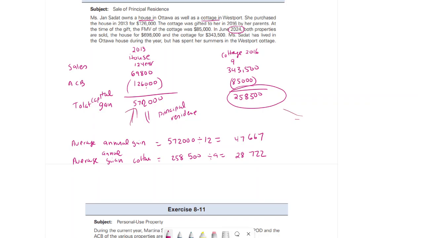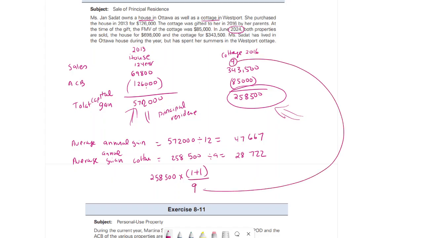We wanted to pay taxes on the gain on the property that has the lesser gain. So multiply by 1 plus 1 divided by 9. The 9 came from the property owner, and then what happens is we have a reduction in a gain. And how much is the reduction? Because for 1 year we owned both properties, this is where the 1 plus 1 comes from. And then what will be my capital gain?